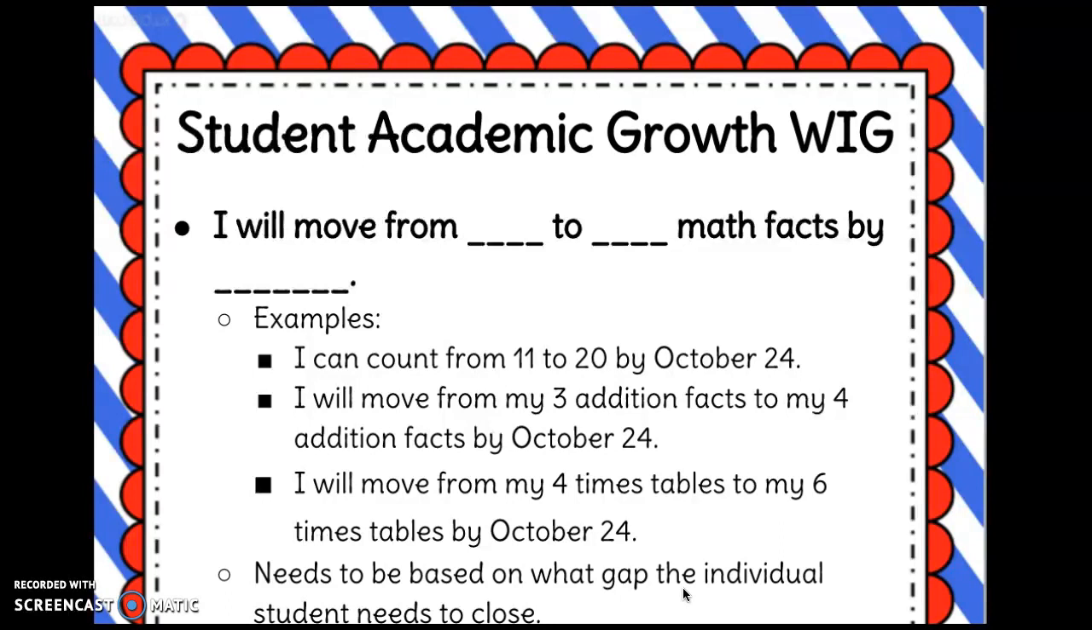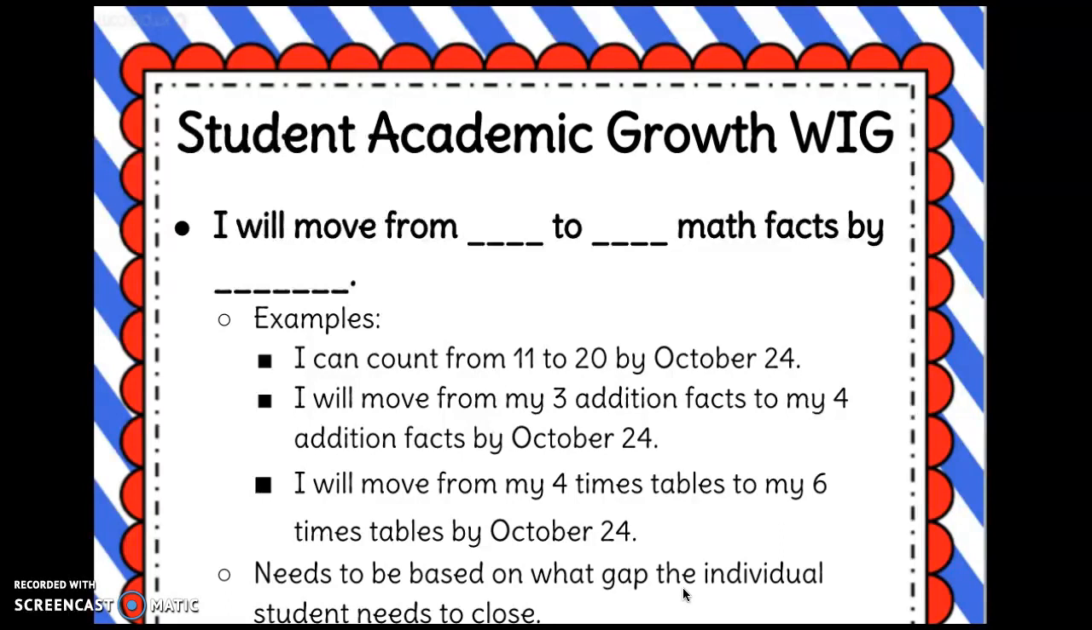Something that I'll probably use in 4th grade is I will move from my 4 times tables to my 6 times tables by October 24th. And these WIGs are based on what gap the individual student needs to close. So just because, for example, I teach 4th grade, that doesn't mean that all of my students will be working on multiplication for their WIG.